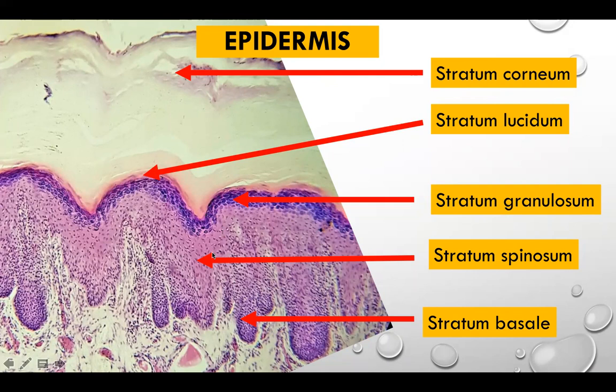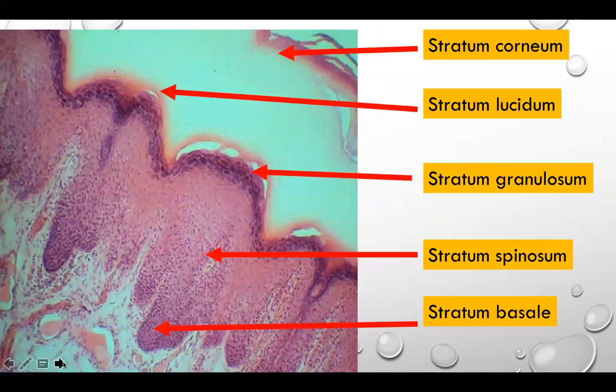The next layer is the thickest of the epidermal layers. This is the stratum spinosum. And lastly, the layer that is adherent to the dermis, found on the basement membrane, is the stratum basale.